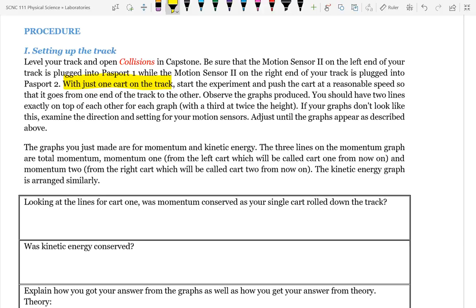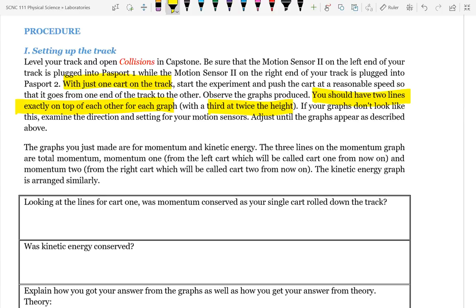You observe the graphs. You should have 2 lines exactly on top of each other on each graph, and the third one at twice the height. If you don't have that situation, then you need to check and make sure that these things are angled properly to see the cart all the way across. So this here is so you can get everything adjusted just right.